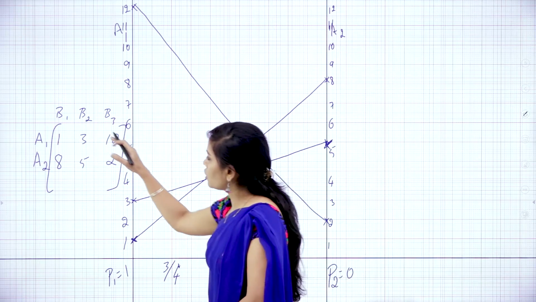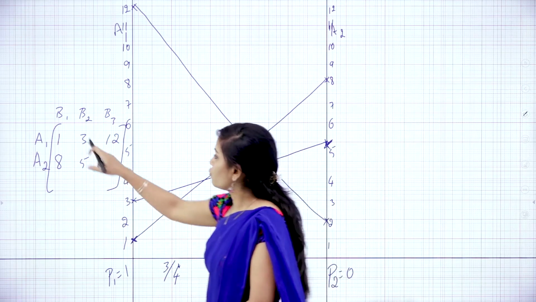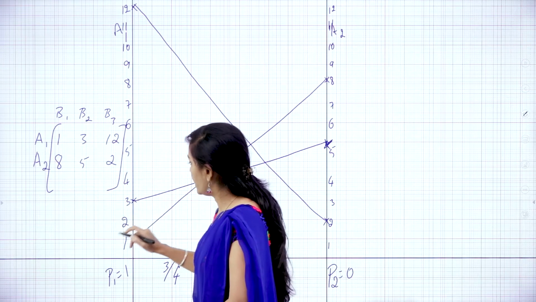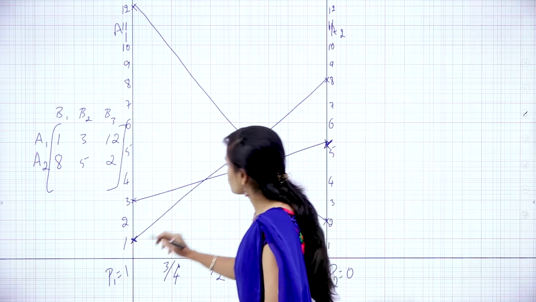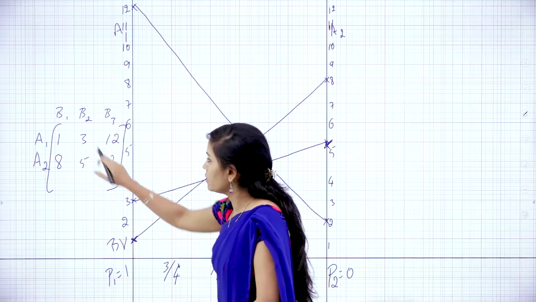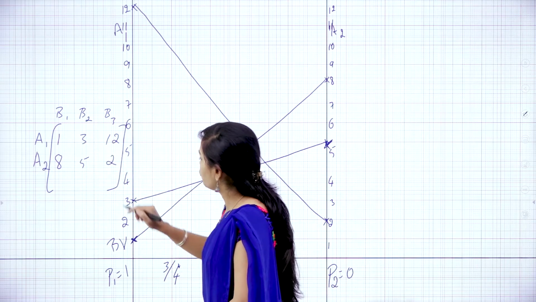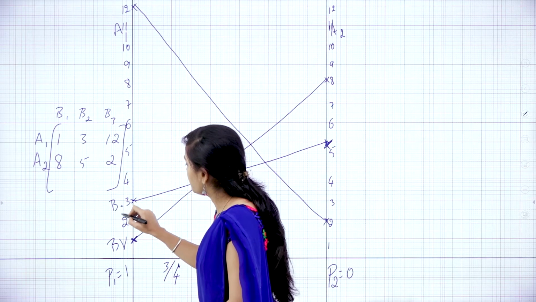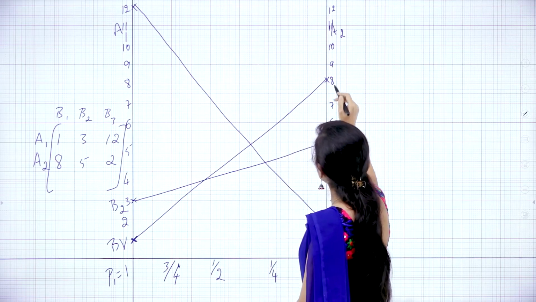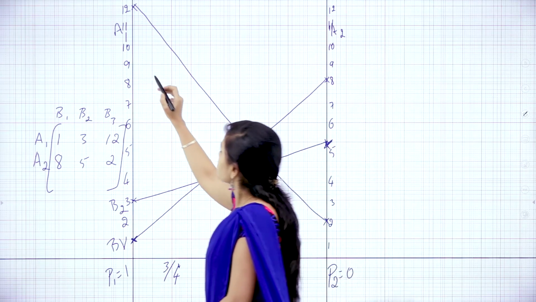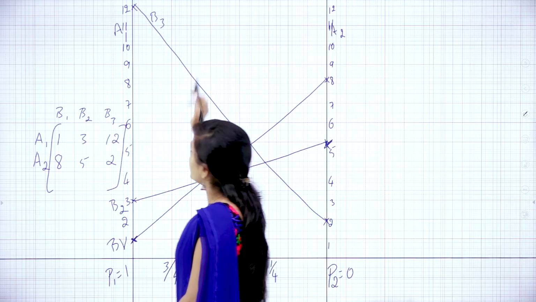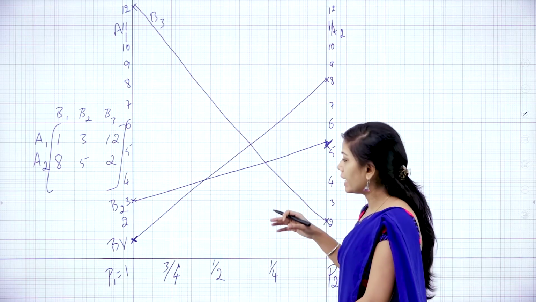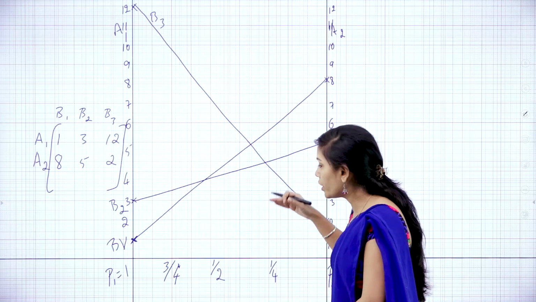So we have marked all the 3 columns, right? The first column is 1 and 8. So 1 to 8, this column is called B1, right? B1 column. And 3 to 5 is called B2, and 12 to 2 is called B3. It is the B3 column. The next step is to select the highest point on the lower boundary.